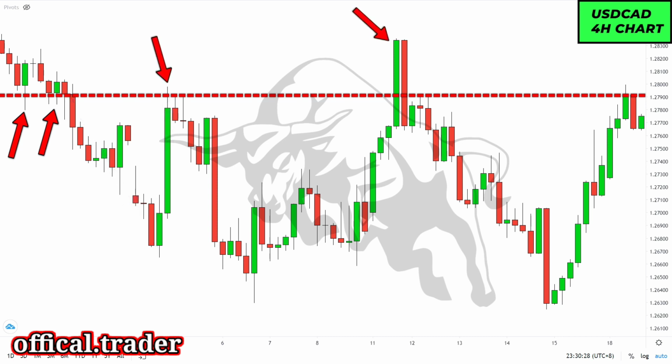We saw price close above the level on this strong green candle here, but this was immediately rejected on the next candle, which again closed back below. And we see one final rejection from this level on the far right.